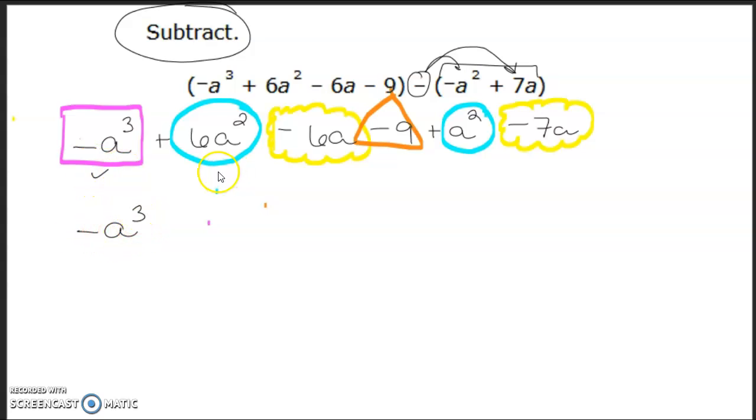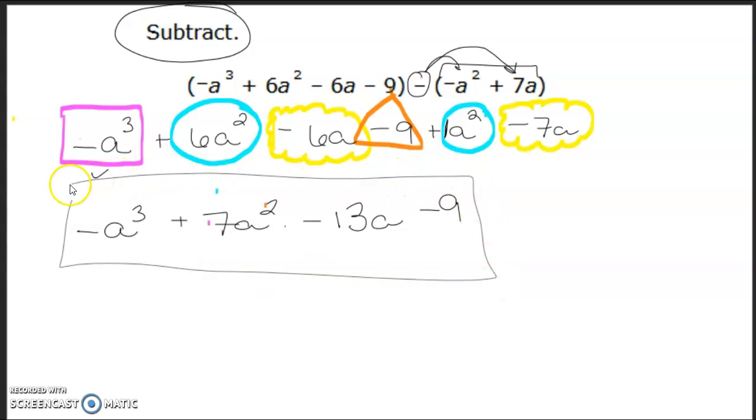All right, so we have -a to the third. So we did our purple squares. Now let's do our blue circles. We have 6a to the second plus 1a to the second. So 7a. Then let's do our clouds. We have, oh, sorry, forgot my second. -6a minus 7 more. That is -13a. And then we just have this -9. So that is your final answer.